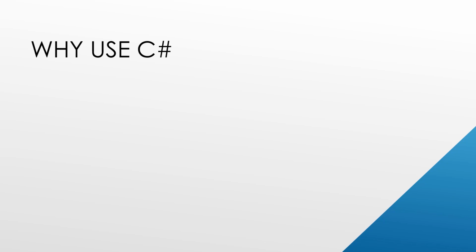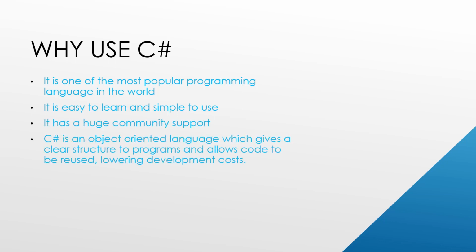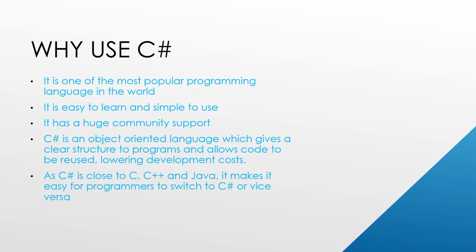Now let's see why we use C Sharp. It is one of the most popular programming languages in the world. It is easy to learn and simple to use. It has huge community support. C Sharp is an object-oriented language which gives a clear structure to programs and allows code to be reused, lowering development cost. As C Sharp is close to C, C++, and Java, it makes it easy for programmers to switch to C Sharp or vice versa.